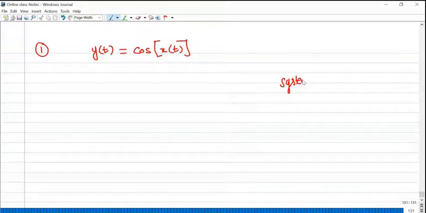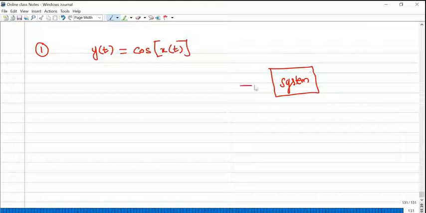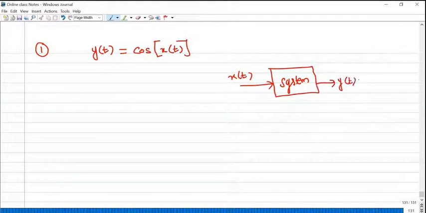So what is the meaning of this expression? A continuous time system accepts an input signal x(t) and the output of the system is equal to the cosine function of that particular x(t). So this is the actual meaning of this expression. Now check the first two rules.